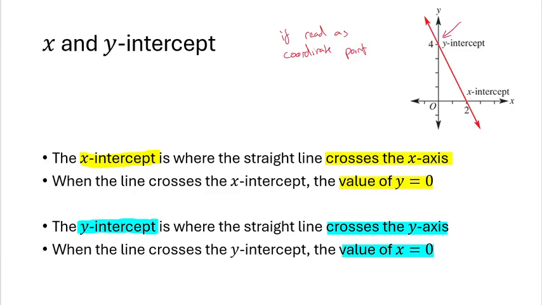So this point right here on the coordinate point, the x value is 0 and the y value is the number 4. And for the x-intercept, the x value is positive 2, and the y value would be 0. Now, this is very important because this will help us whenever we're drawing graphs and all that kind of stuff. Very important. This page, very important.